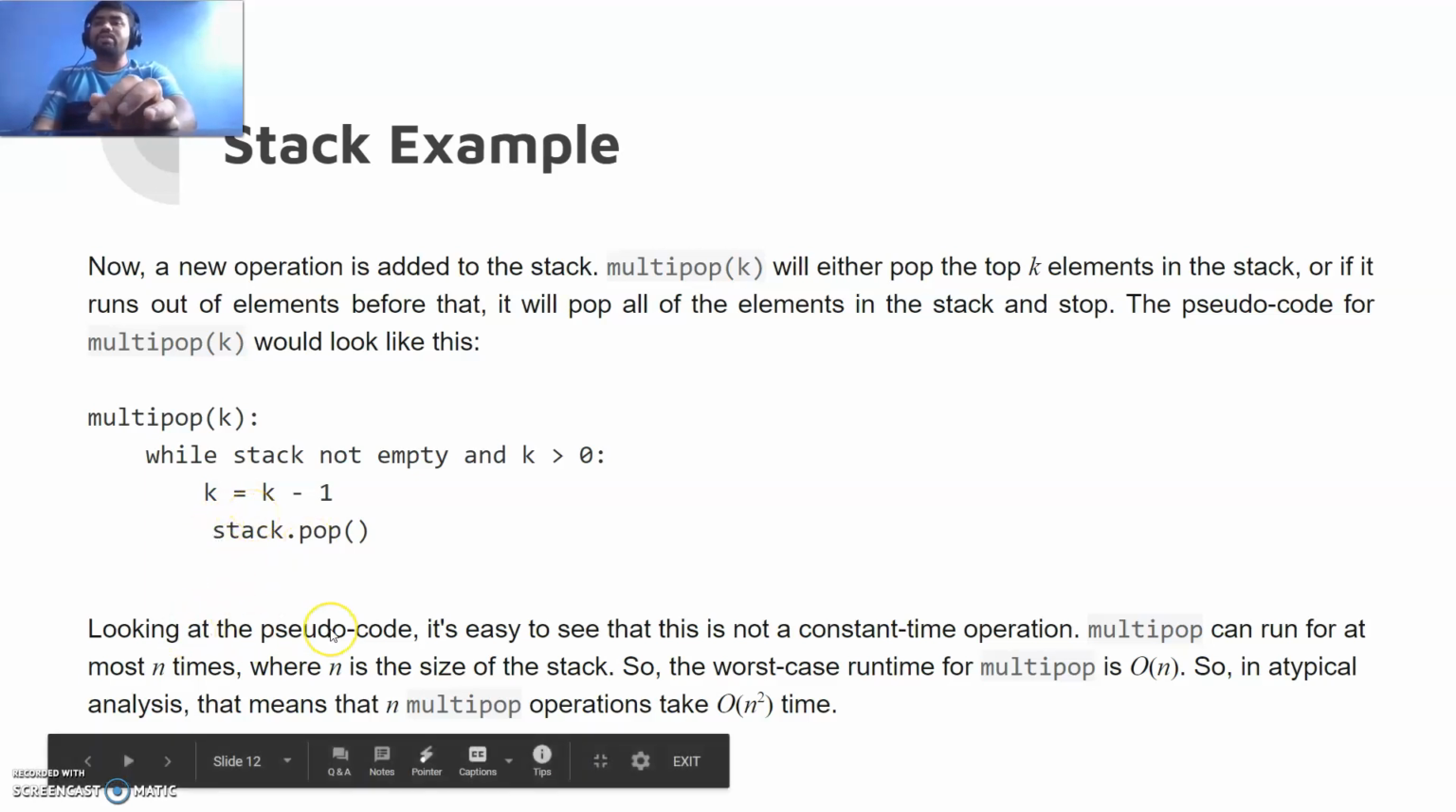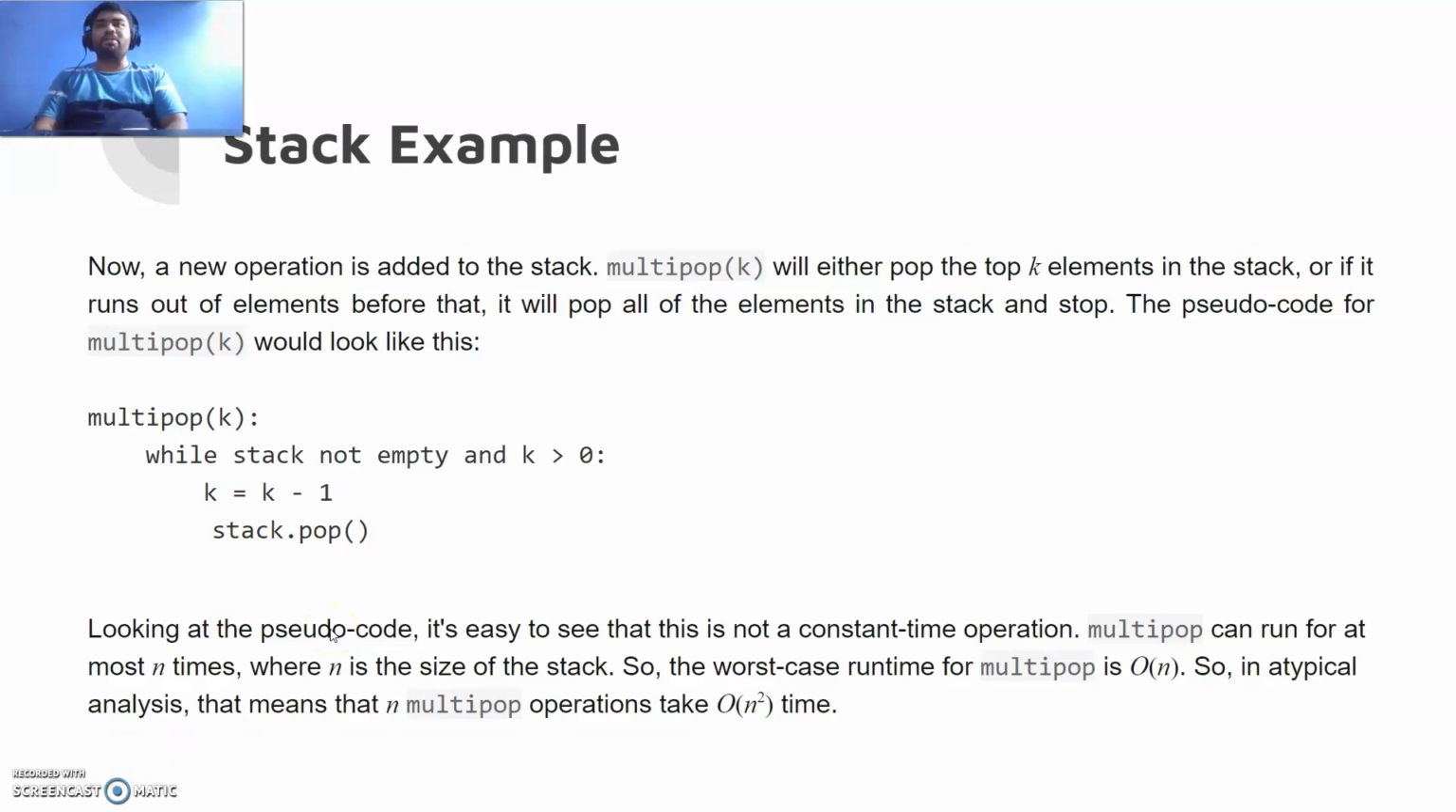Now looking at the pseudocode, it is easy to see that this is not a constant time operation like push and pop, which are big O of 1. This value depends on how many values we are trying to pop out. So multipop can run at most n times. Maximum it can run only for n times, because the k value might say pop 100 elements, but the size of the stack is just 60. Can you run more than that? So the maximum it could run is just 60, that is n, where n is the size of the stack. So the worst case runtime for a multipop operation is big O of n.